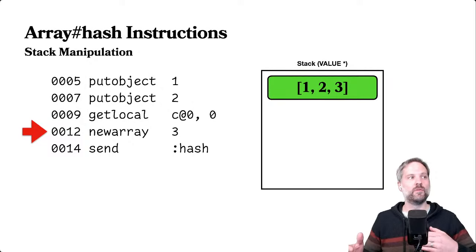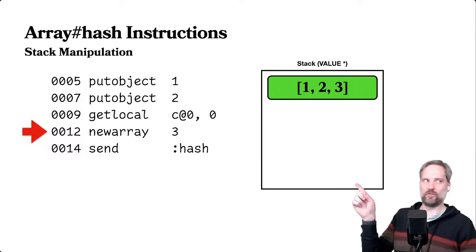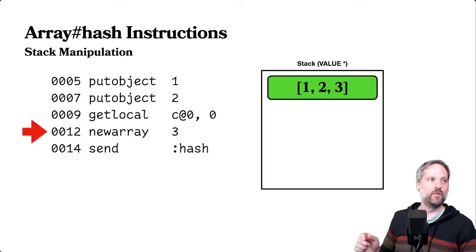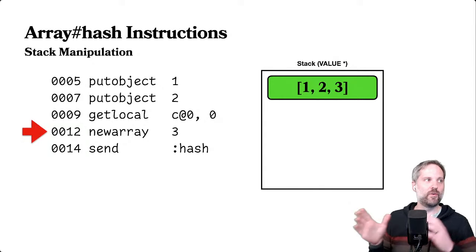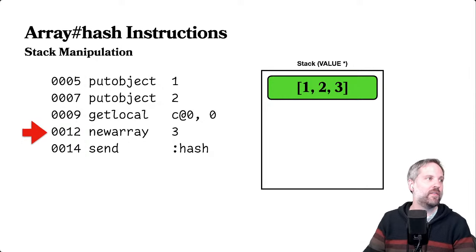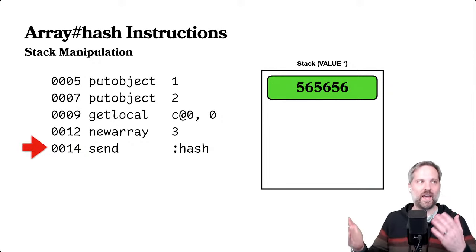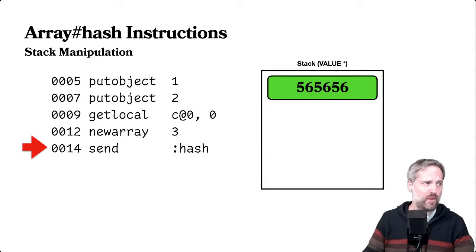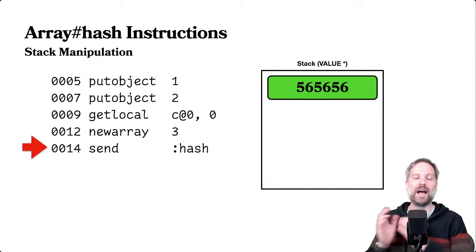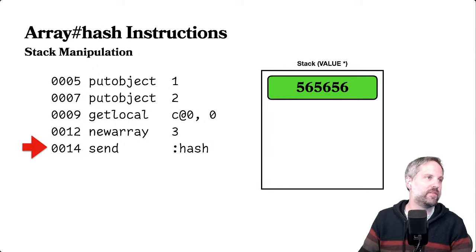The new array instruction pops 3 values off of the stack, and you can tell that because it's got new array 3. You can see new array 3, so we know that it has 3 values. It pops 3 off the stack, allocates an array, pushes that array onto the stack, and then finally we call send with hash. That sends the hash method, calculates the hash, pops the array off, and pushes the hash value back onto the stack. So the new array instruction allocates that new array, and that's the thing that we want to get rid of today.